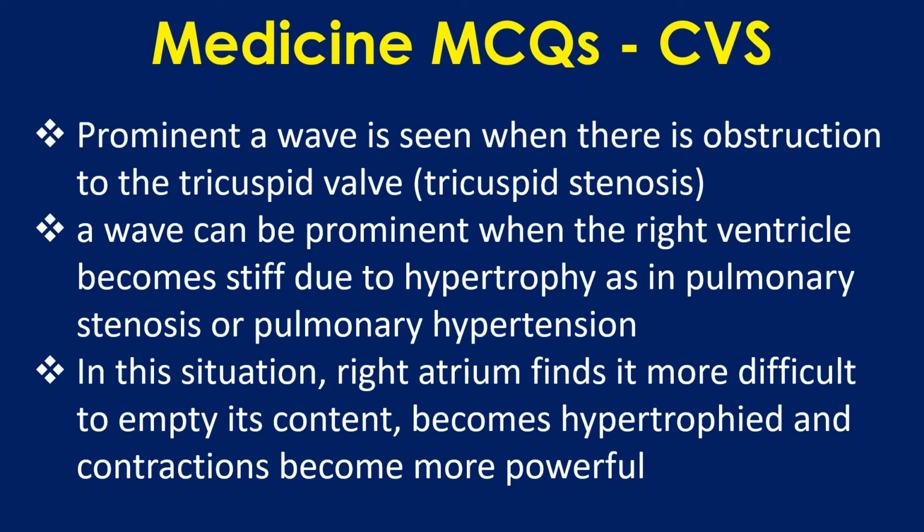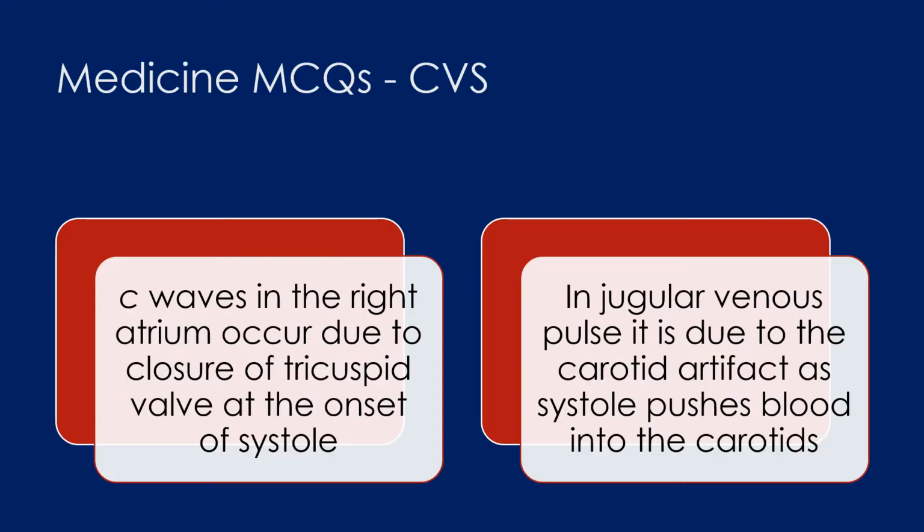C waves in the right atrium occur due to closure of the tricuspid valve at the onset of systole. In jugular venous pulse, it is due to the carotid artifact as systole pushes blood into the carotids.